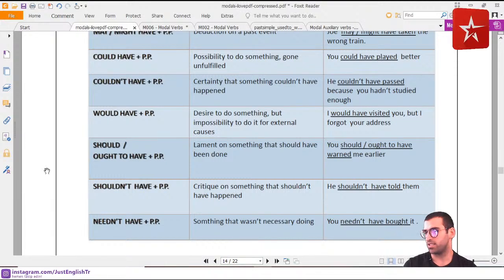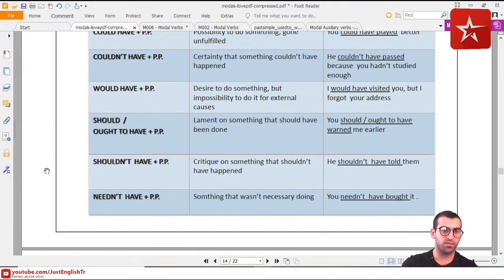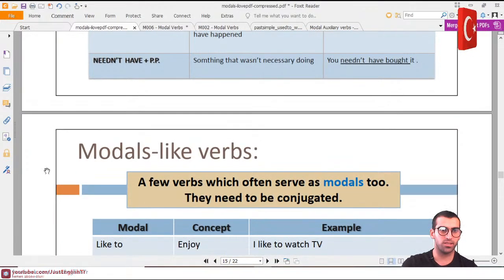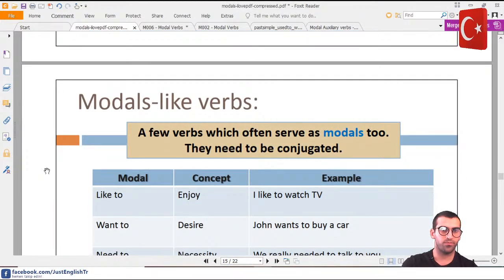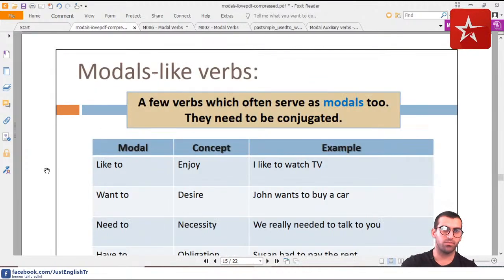Almamalıydın. It was unnecessary. Like, why did you buy it? You didn't have to buy it. Yes. All right. It was about the models in the past. Okay. Models, like, yeah. All right.